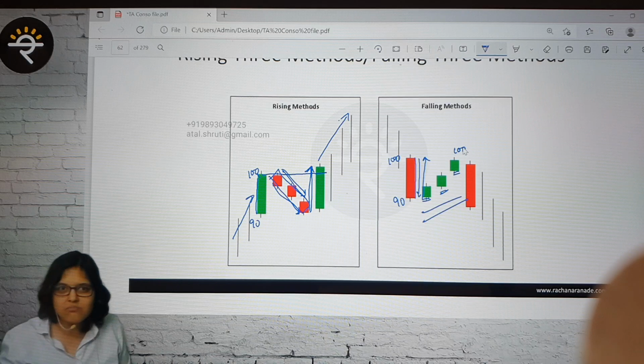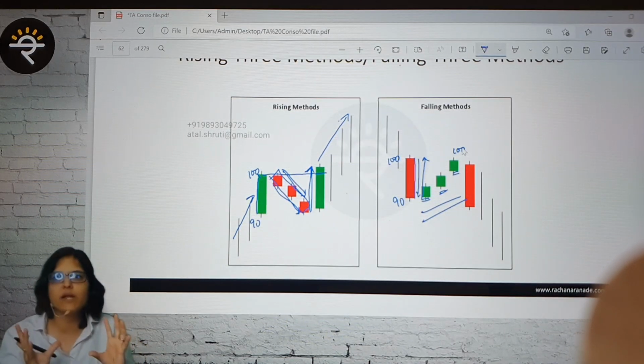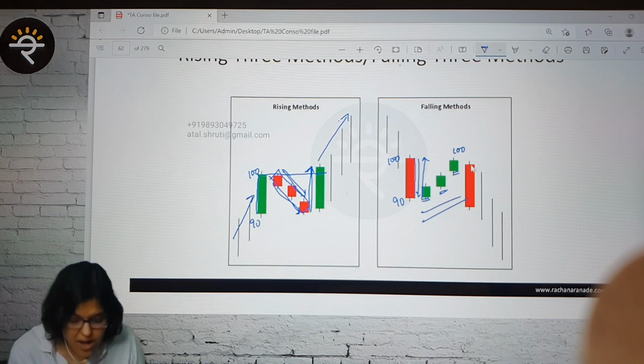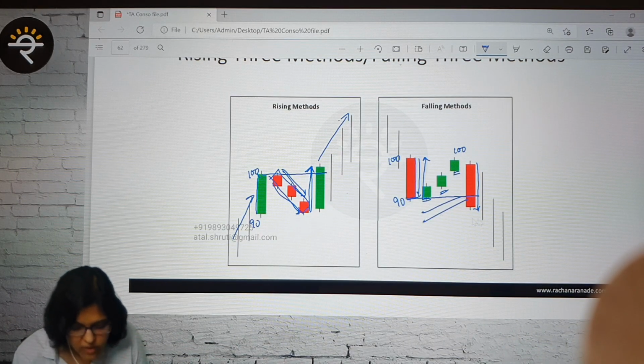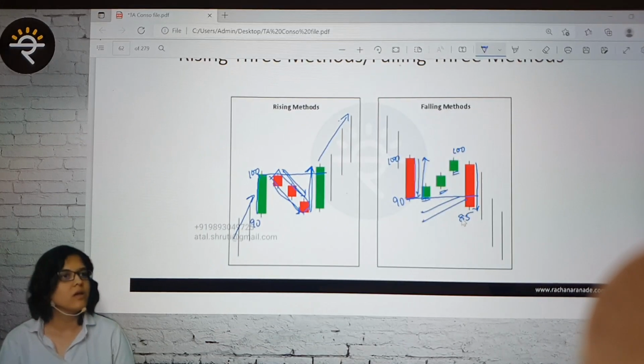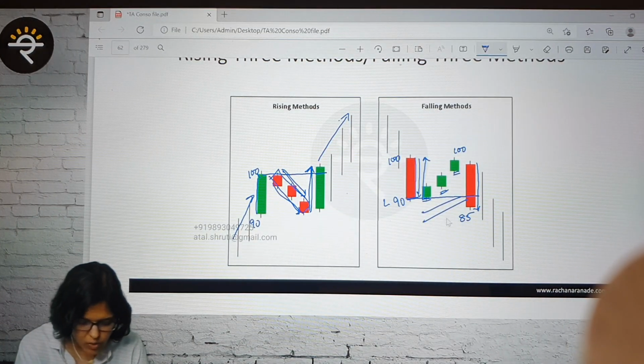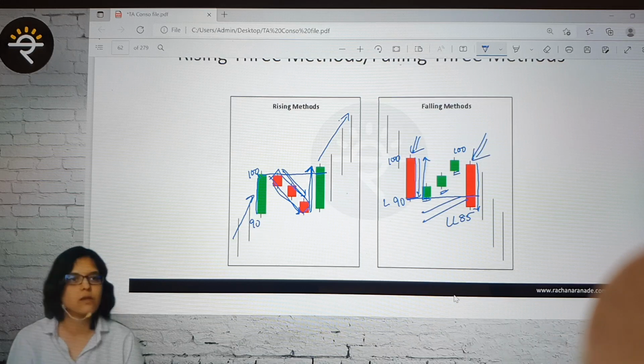But is the strength there? 3 days, 4 days it is taking maybe to take it back to that level. Then one big bear comes and says, finished. And what is it doing? In 1 day, it is taking away the gain and it is taking it to a level below the first level. So this will be less than 90, let us say 85. Lower low kind of a thing. So here, if it is a low, this will surely be a lower low. The first, this candle and this candle.